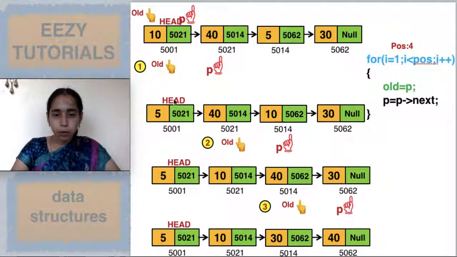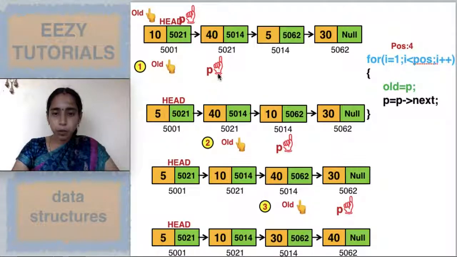If I am moving to the next position, what is happening? The first iteration's p position is the second iteration's old position. Same way, if I am moving p by one position, the third iteration's old position is the second iteration's p position. So what you can write is old is equal to p, p is equal to p of next. You need not move both old and p. Just p alone you can move: p is equal to p of next.